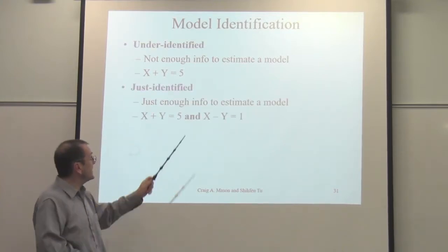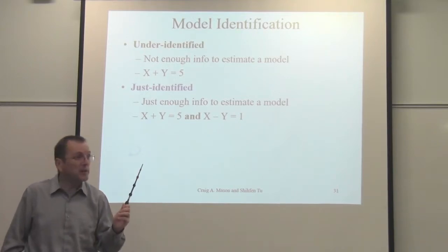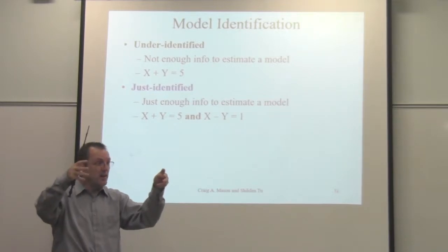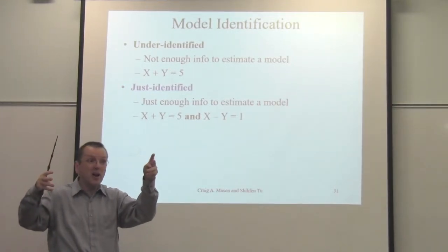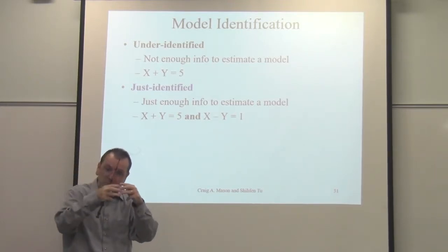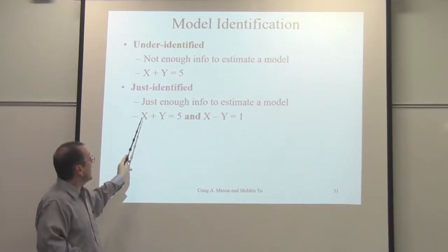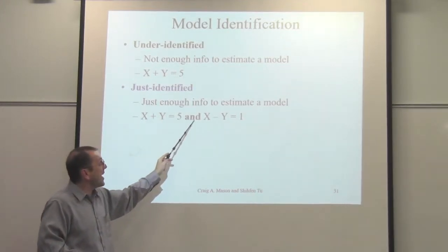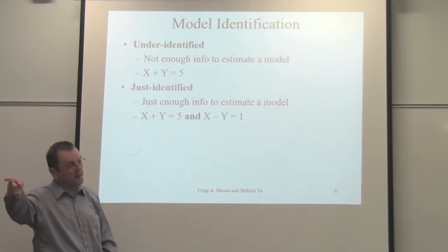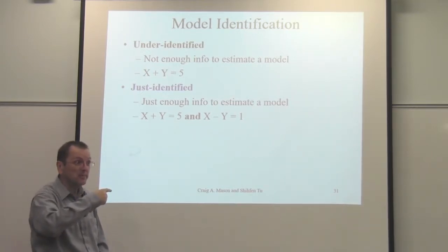You can have a just identified model where there's just enough information. That's what we did earlier. We had 3 unknowns we needed to solve, A, B, and C, and we had 3 correlations to do it. We were just right to solve. So that's saying x plus y equals 5 and x minus y equals 1. Now what's x? x has to be 3. It can't be anything else or it's not going to work.